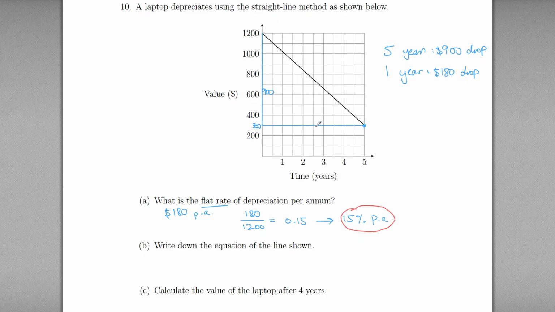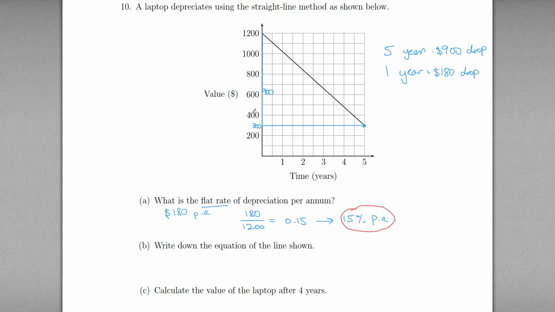Okay, so it's a bit like a gradient calculation. Okay, we got to see per year, per one across, how far has it dropped? How far down has it gone? Okay, and we saw the best way to do it for this graph was to look at 5 years. It dropped $900, and I can see that very clearly, which means that for 1 year you divide by 5 then. Okay, you get $180, and then you see that as a percentage of the initial amount.